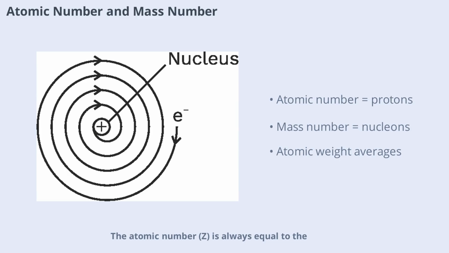Atomic number Z is always equal to the number of protons in the nucleus of an atom. It also represents the number of electrons in a neutral atom. The mass number A is the sum of protons and neutrons, collectively known as nucleons. Atomic weight is the average of the weights of all isotopes of an element, considering their natural abundance. These concepts are fundamental to identifying elements and understanding their properties.